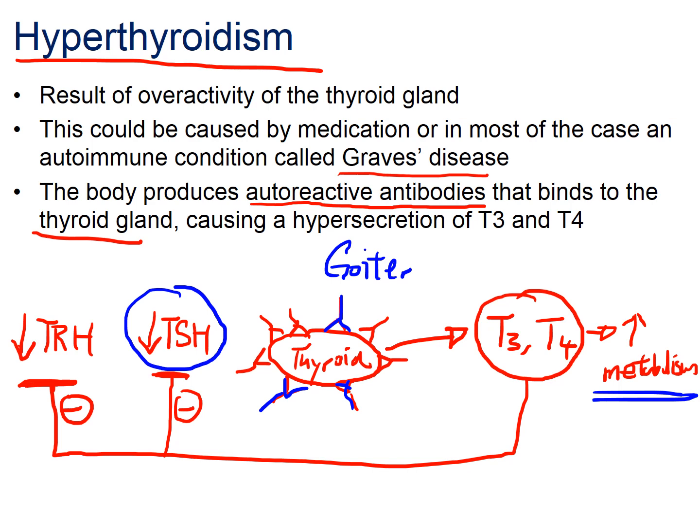So if you do a blood test on someone with hyperthyroidism, you are probably going to find low TRH, low TSH, and high T3, T4, resulting in high metabolism. Bottom line, the thyroid gland will continue to produce large amounts of T3, T4 despite the fact that you have low TRH and low TSH.